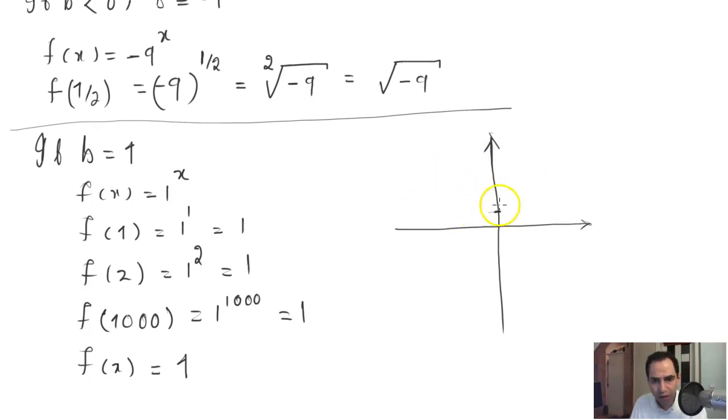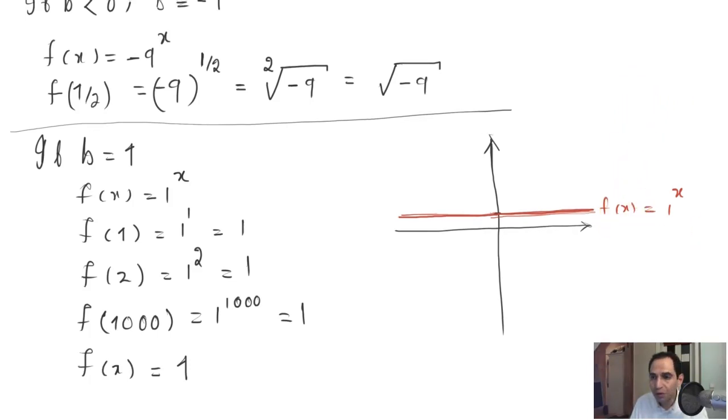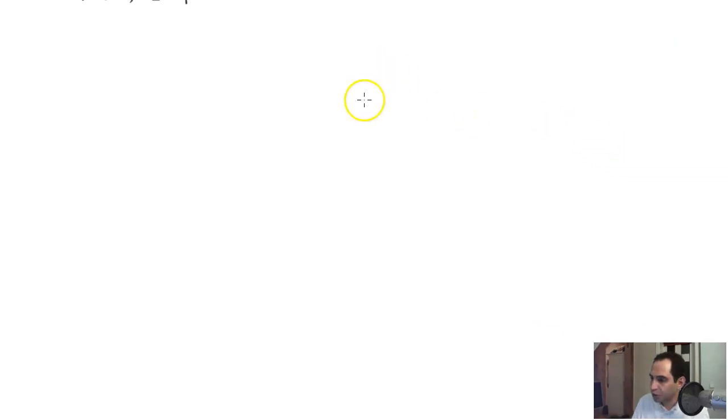So this function, f of x is equal to 1 raised to the power x, does not do anything for us, so b cannot be equal to 1. So that's the reason why we defined exponential functions like that. And now let's get to evaluating some exponential functions.